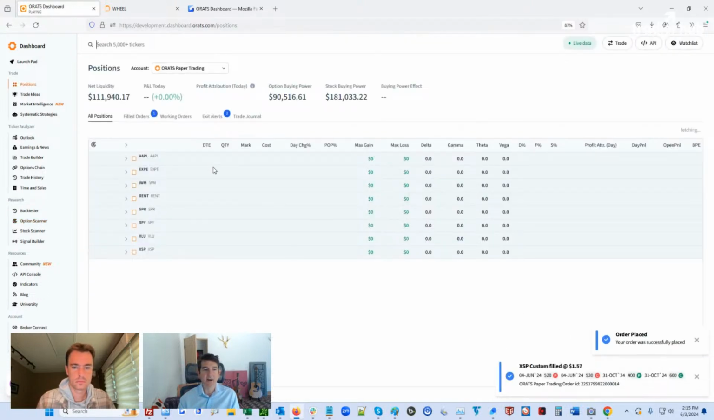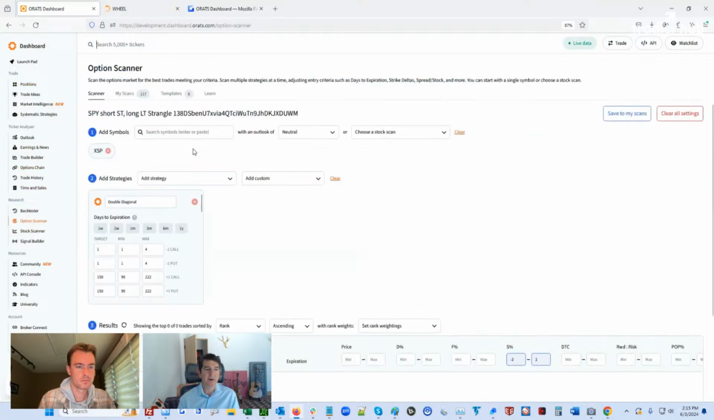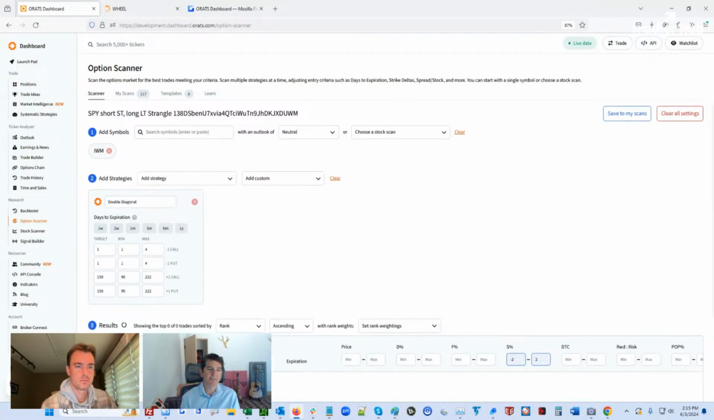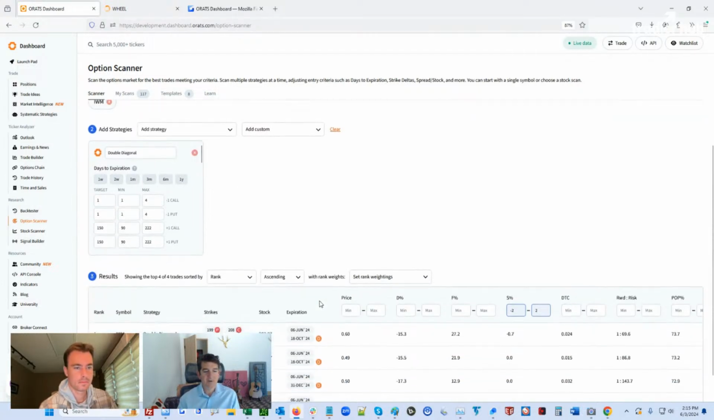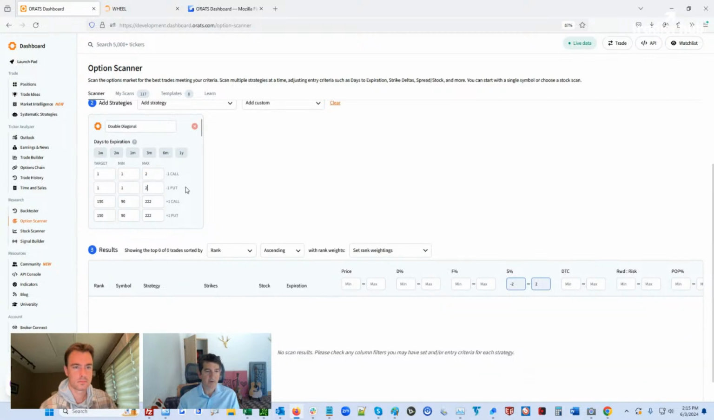All right, so we filled on that in our paper trading. So that's what we'll be watching. Why don't we do an IWM as well. So with the option scanner, I could just change out XSP and put in IWM. And then let's see if we can get a shorter term. Nope, it's not finding any. Still nothing.